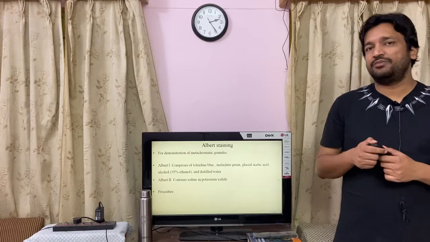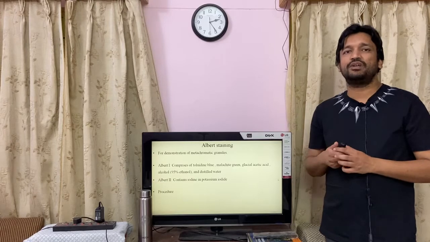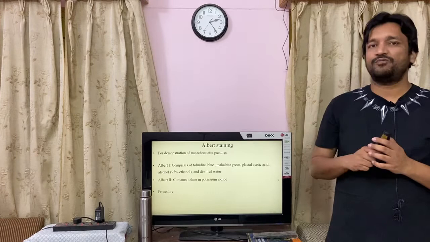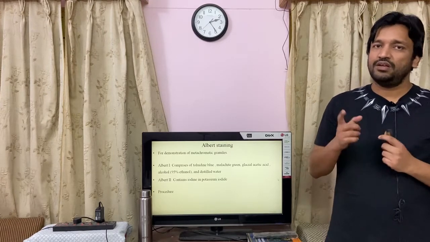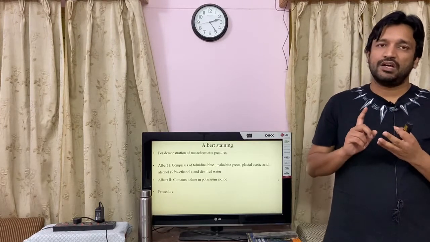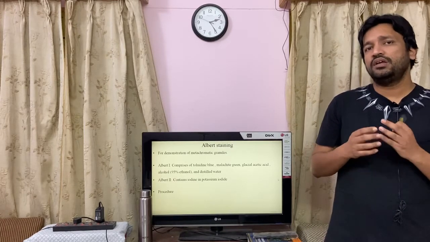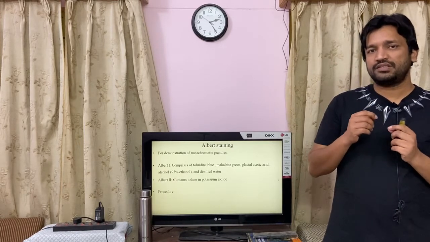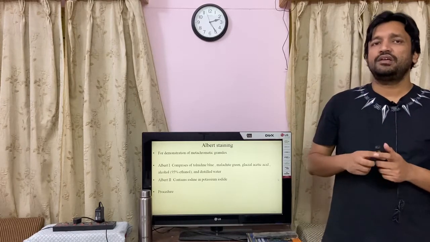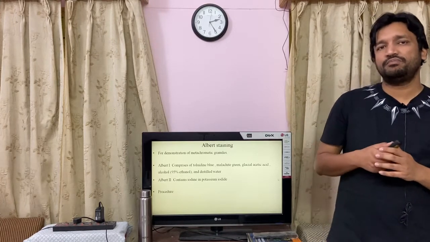Last is Albert staining. Albert staining is done for demonstration of metachromatic granules of Corynebacterium diphtheriae. In my theory class of morphology of bacteria, I have already discussed Albert stain. I have already shown you photographs of gram-positive organisms, gram-negative organisms. I have shown you photographs of acid-fast bacteria, Mycobacterium tuberculosis. They are long, thin, slender, slightly curved, have a beaded appearance, and they appear as reddish colored bacilli in the smear of the patient.